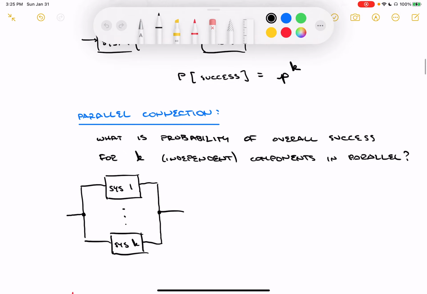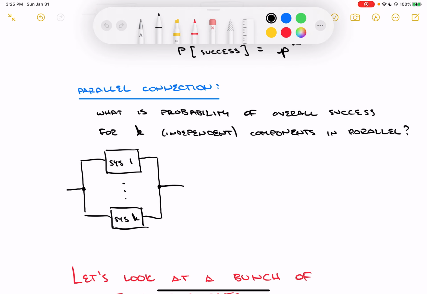Another type of calculation or connection that we might look at is this idea of a parallel connection between systems. In this parallel connection, you can get a success out of the system if any one of those k subsystems is operating. And so system 1 could be working, or system 2 could be working, or system k could be working, or all of them could be working, or 3 out of 5 could be working. Any combination that has at least one of those guys working would give me success overall.